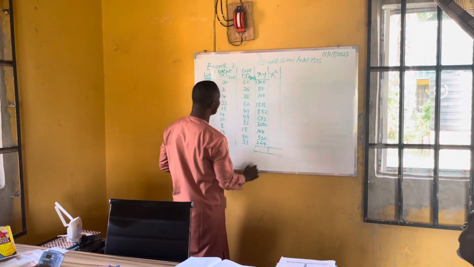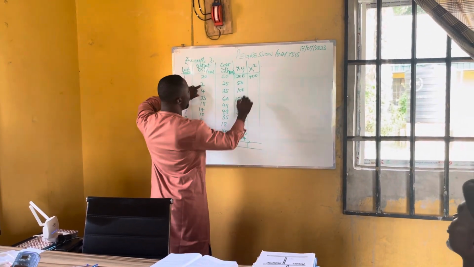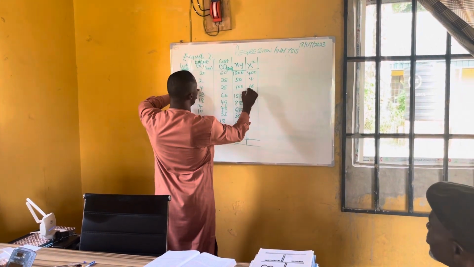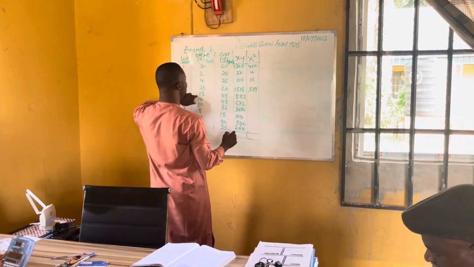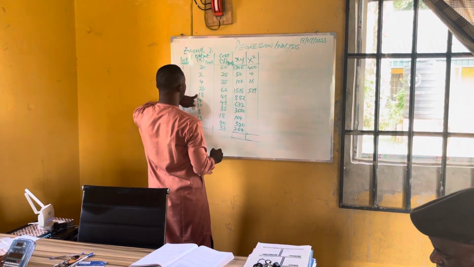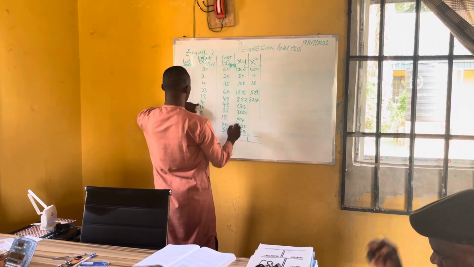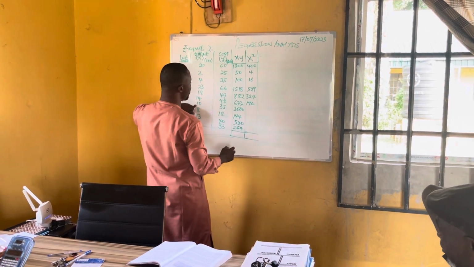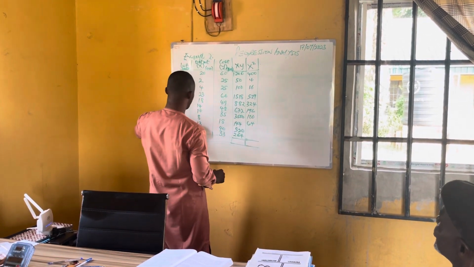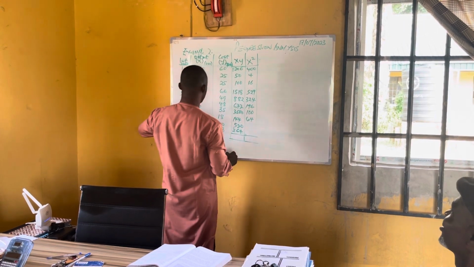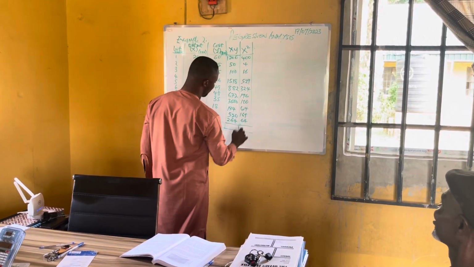We go on to X squared. 20 squared is 400. 2 squared is 4. 23 squared is 529. 18 squared is 324. 14 squared is 196. 10 squared is 100. 8 squared is 64. 13 squared is 169. 8 squared is 64. We are done.